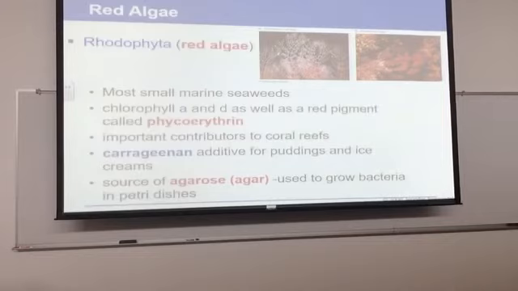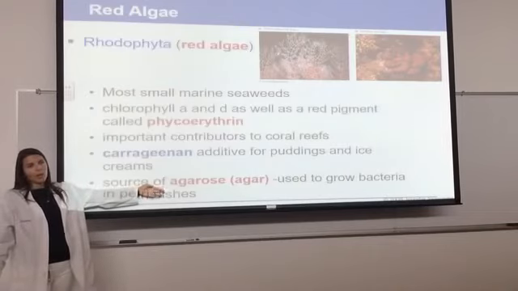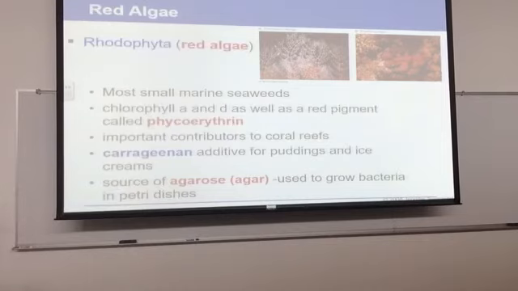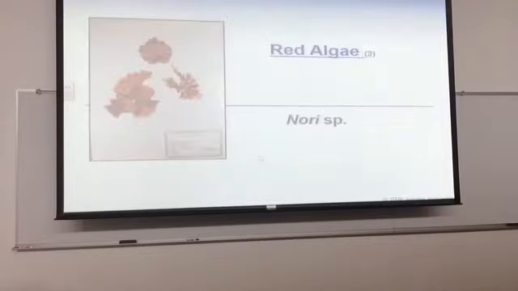Again, it's a marine organism. You have used it. It's a component of the agar that we use, our agarose gel. It's also used as carrageenan to give thickness to puddings and ice creams. So you find a lot of protists in your foods, or at least they're used, not specifically the whole protist, but still. So red algae, and there's an animation that goes along with that.